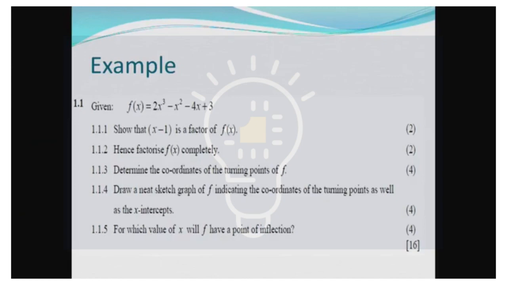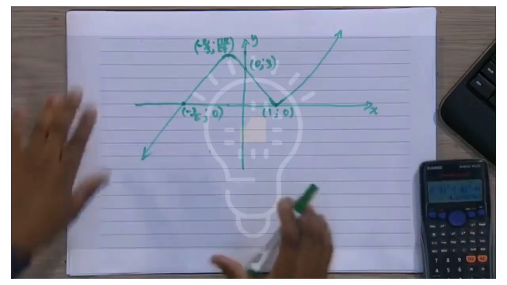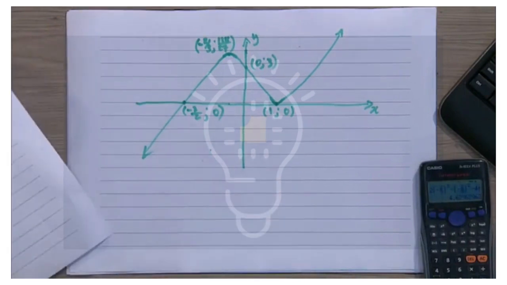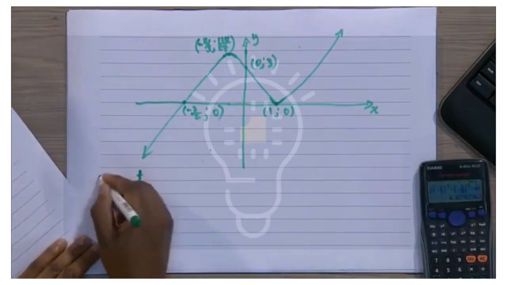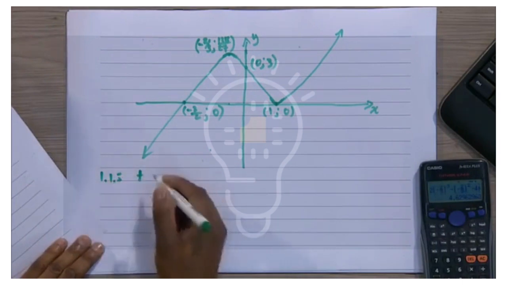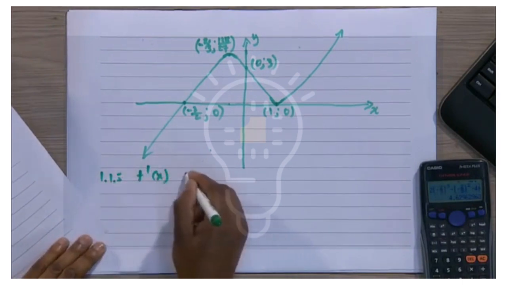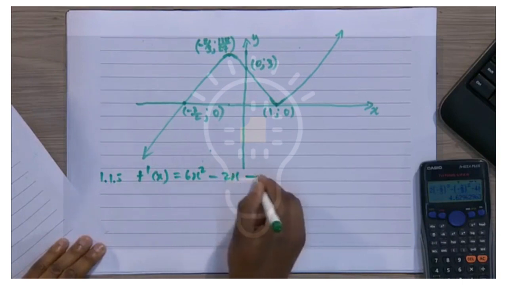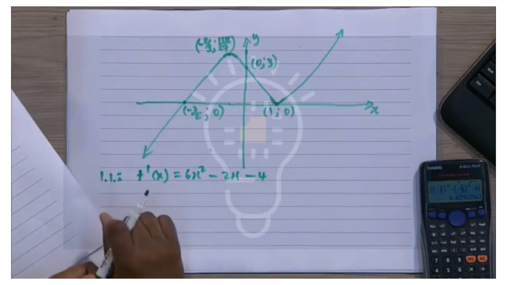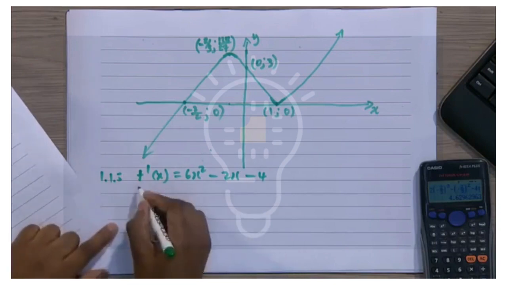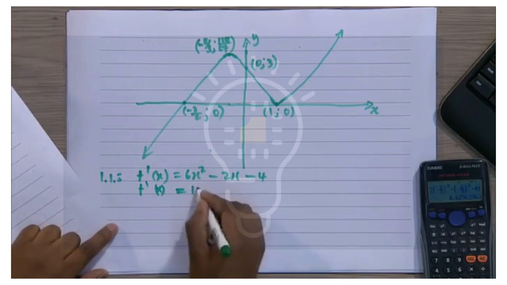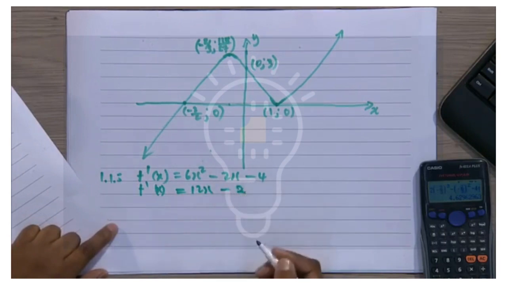So we need just the x value where f of x will have a point of inflection. Remember, learners, we have done our first derivative somewhere. We said our first derivative, that's 1.1.5. Our first derivative was 6x squared minus 2x minus 4. Now, to find the point of inflection, we need to do the second derivative. If we differentiate this further, we'll be having 12x minus 2.